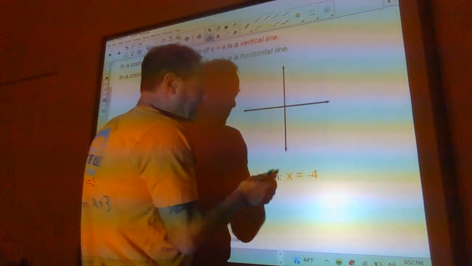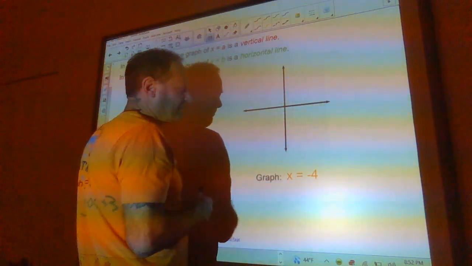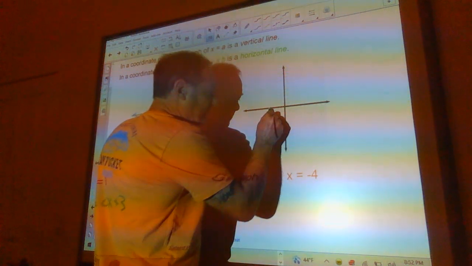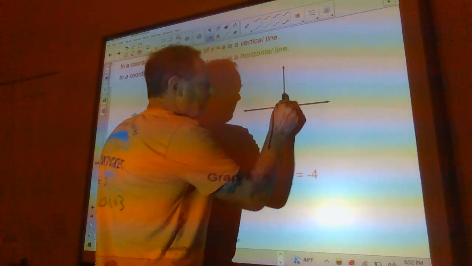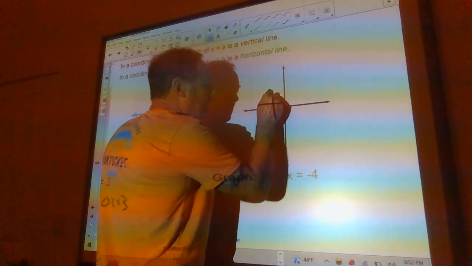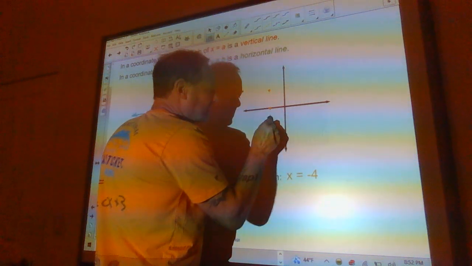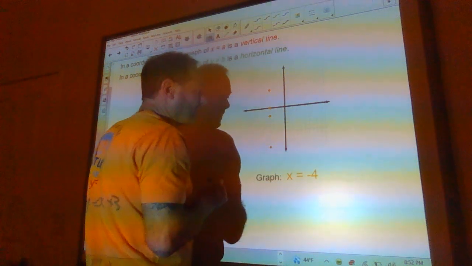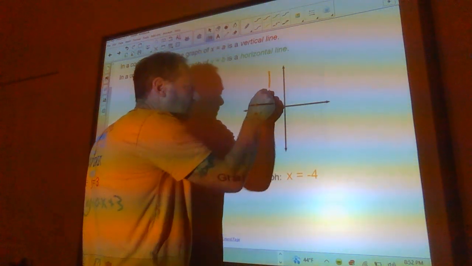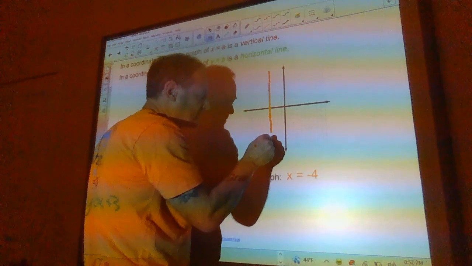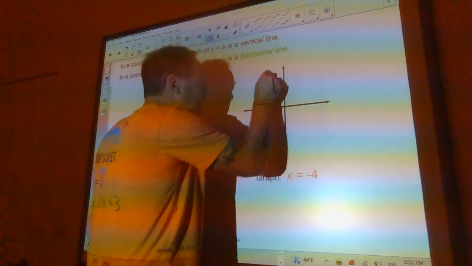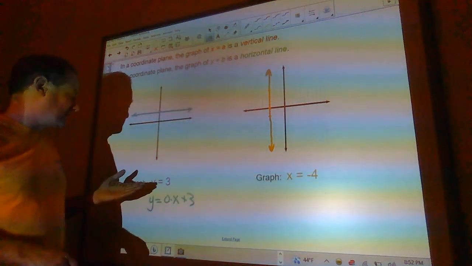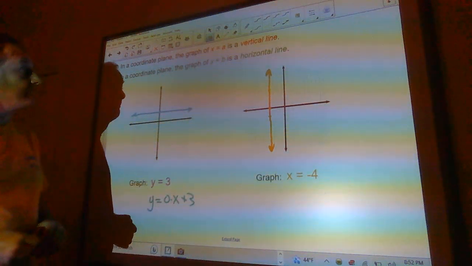So you have to think of this like I did the other one. x is always negative 4. It doesn't matter what the y is. If the y is 0, then the x is negative 4. If the y is 5, x is negative 4. If the y is negative 2, x is negative 4. If the y is negative 10, x is negative 4. And that just forms a vertical line just like that. So x equals a number, that's a vertical line. y equals a number, that's a horizontal line.